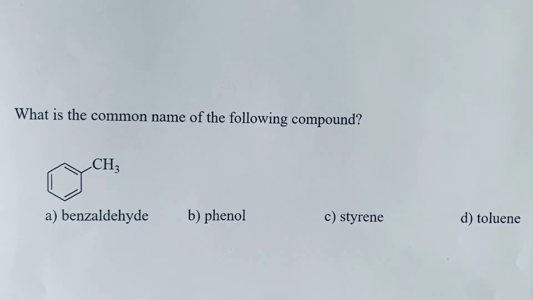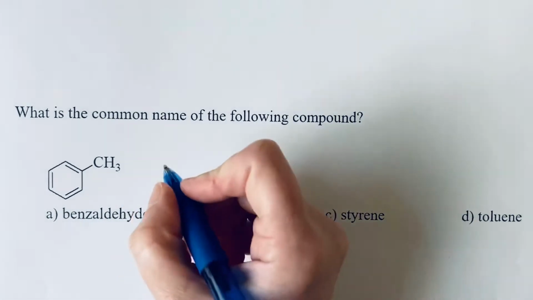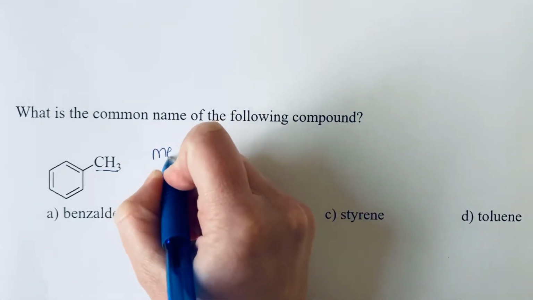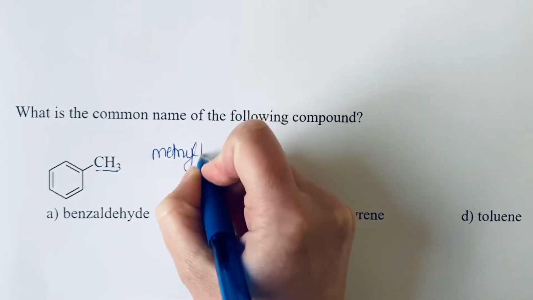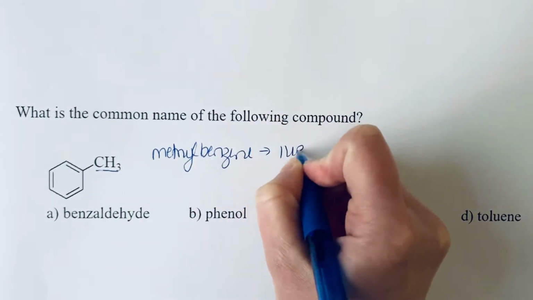What is the common name of the following compound? So we have a monosubstituted benzene ring. If you wanted to use the IUPAC name, we would simply put the substituent, which is a methyl group, and then benzene. So this would be methylbenzene as an IUPAC name.